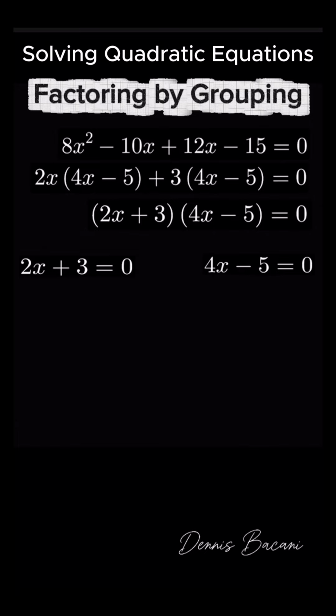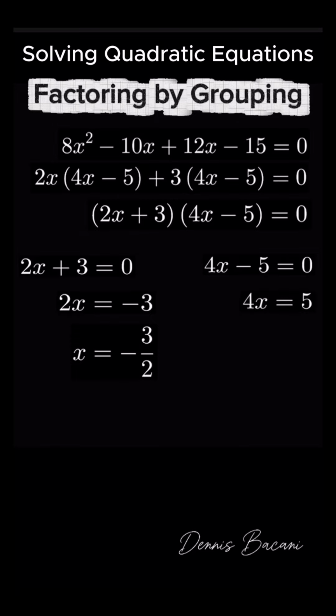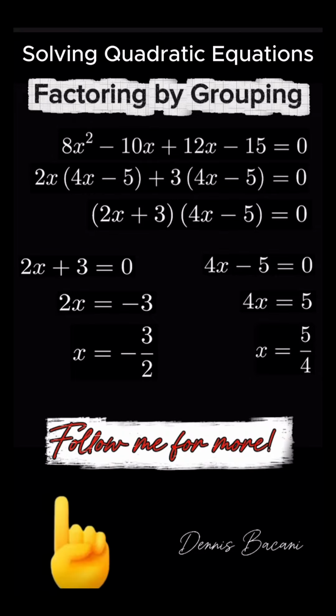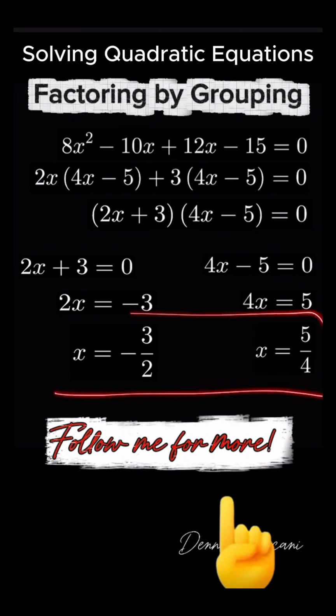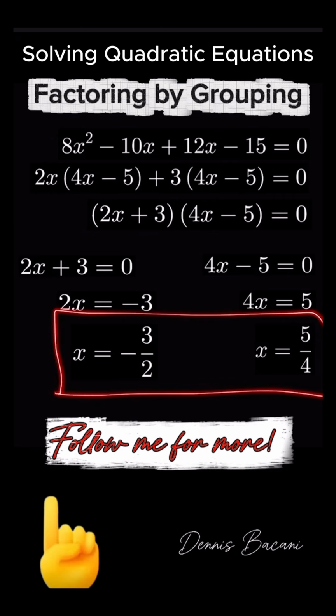And this first equation here will give us 2x equals negative 3. And dividing both sides by 2, we'll get x equal to negative 3 halves. And for the second equation, so we'll get here 4x equals 5. Dividing both sides by 4, we'll get x equal to 5 over 4. So our equation has two real roots, and they are negative 3 halves and 5 over 4.